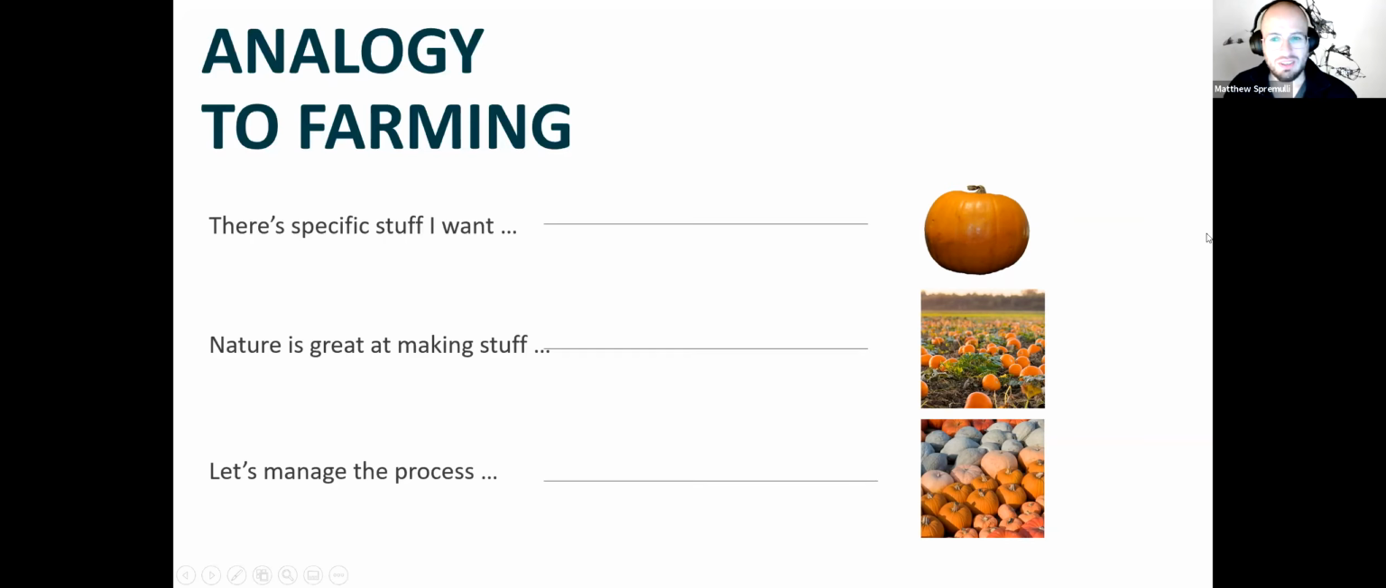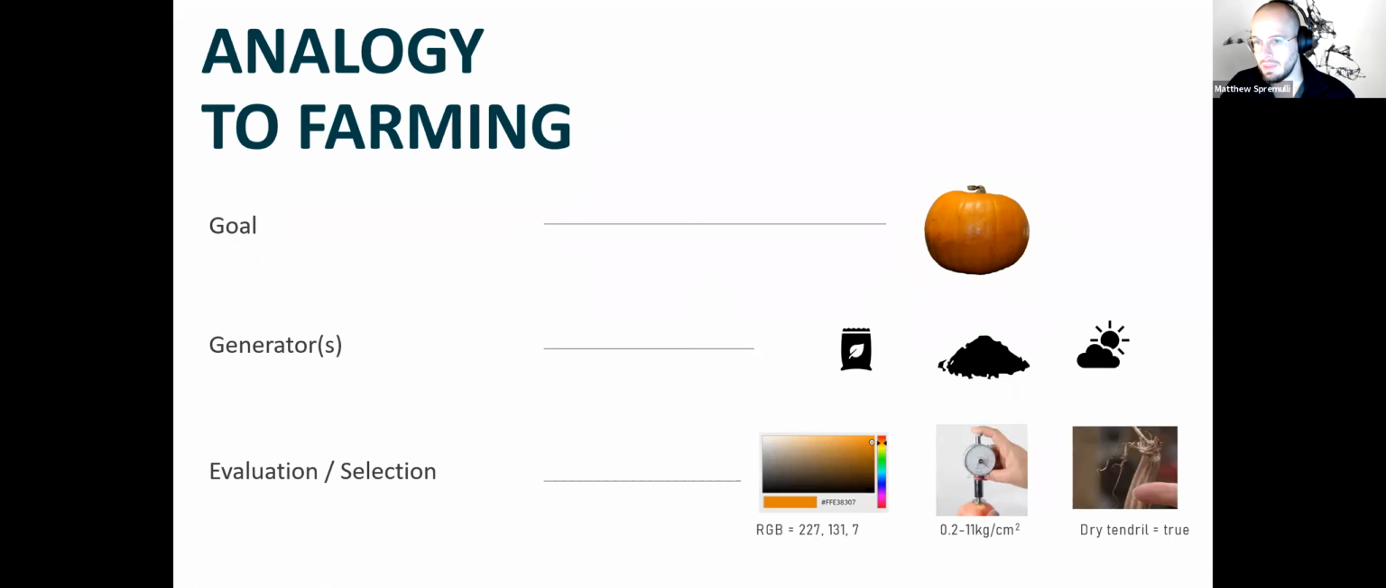And in this case, there's something I want, there's a goal. I know that nature is making all of this stuff. They're making lots of different pumpkins. And if we manage pumpkin patches and agriculture, we can slowly get to the perfect pumpkin that we like. So here it is broken down into generative design pseudocode. We have a goal of our pumpkin.